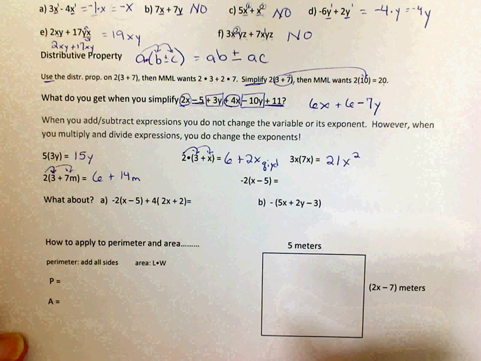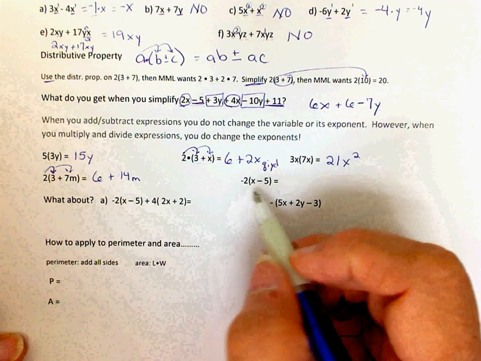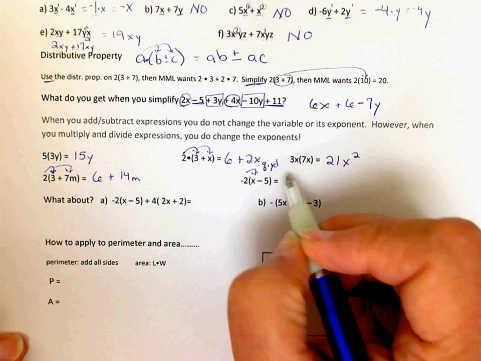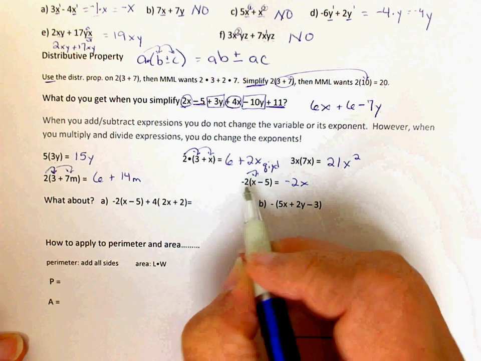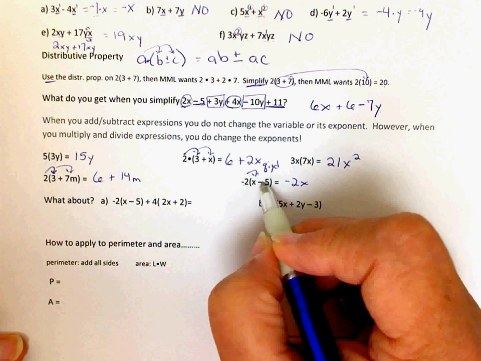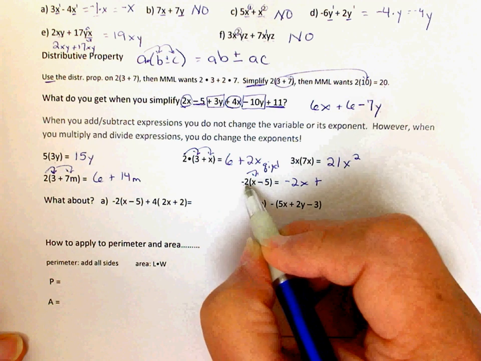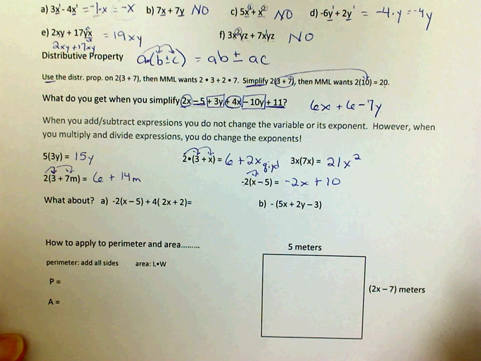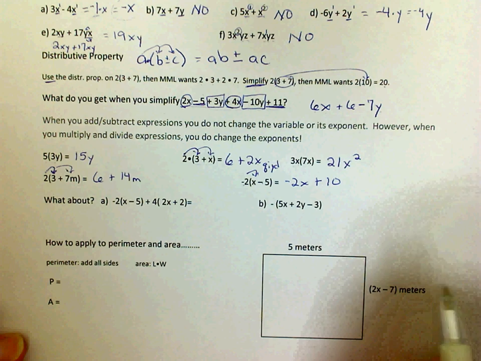Number next, negative 2 times x is negative 2x. Negative 2 times negative 5. Negative times negative is positive. And then 2 times 5 is 10. Questions? If you have questions, make sure to ask your teacher in class.